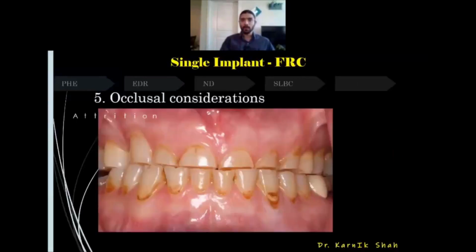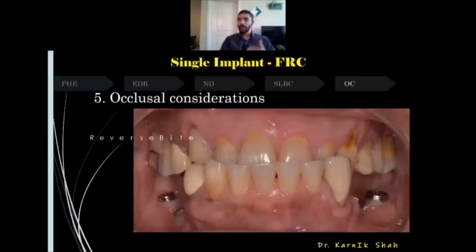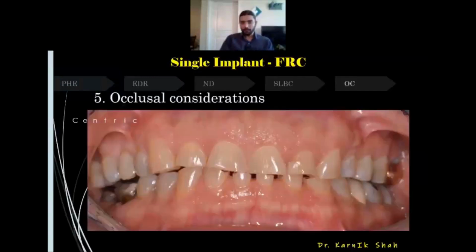In addition, as a part of FRC, I want to assess attrition with the existing teeth and if we have limited interarch occlusal or restorative space for the restoration. Then I check if the patient has a deep bite and limited space as a result of that. And lastly, if the patient has a reverse bite and a lack of restorative space, and what are the solutions that we can offer for this patient considering the limited space that we have. These things need to be considered.